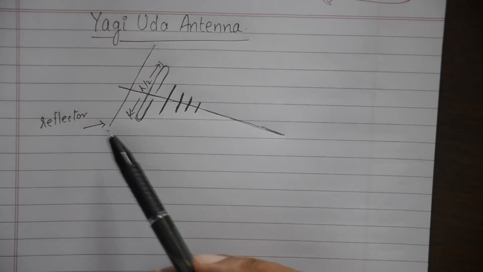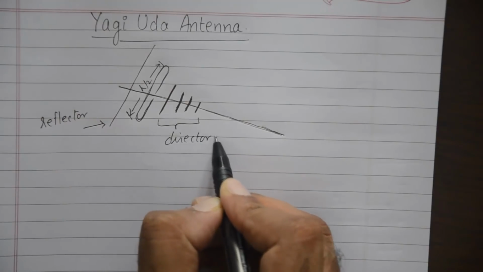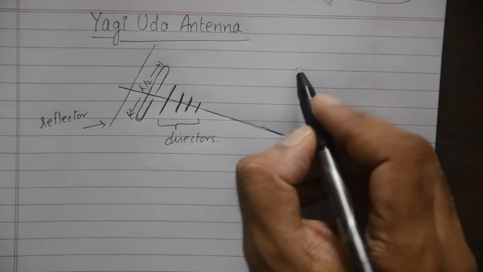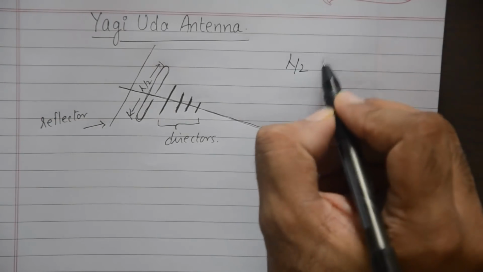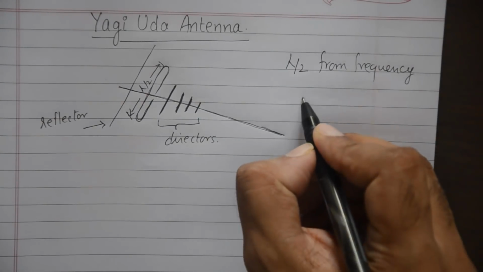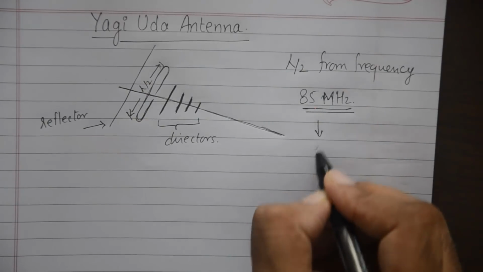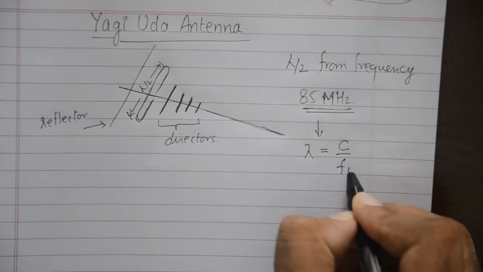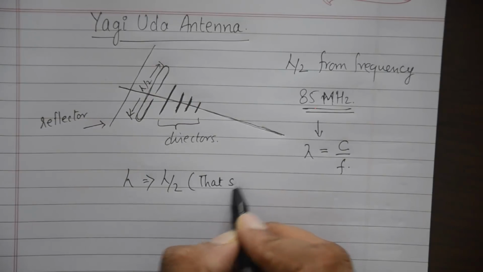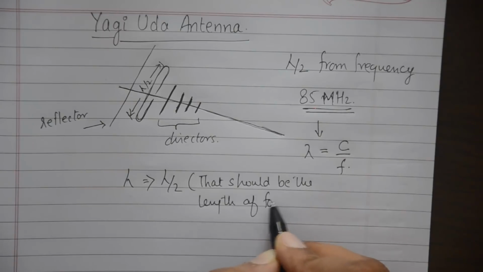It is pretty obvious that the reflector is a little bigger than the lambda by 2 antenna, and all the directors are smaller than the main lambda by 2 antenna. I assume that you know how to calculate lambda by 2 from the frequency given. For example, if you have 85 megahertz frequency, you can calculate lambda as C by F, and once you calculate lambda, you can calculate lambda by 2, and that should be the length of your dipole or the folded dipole.